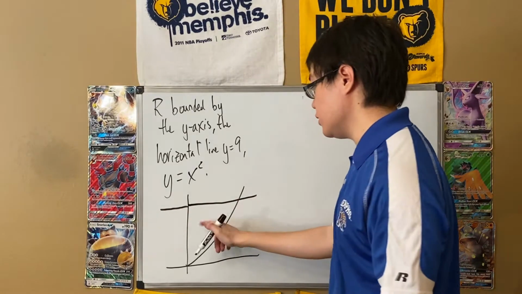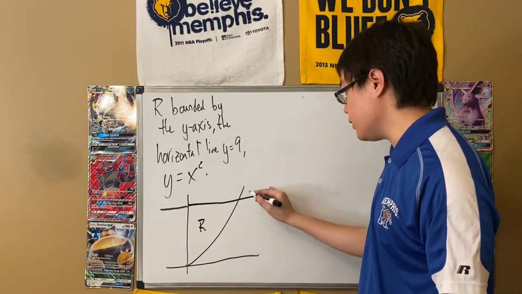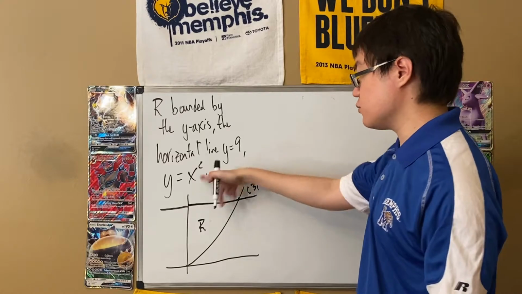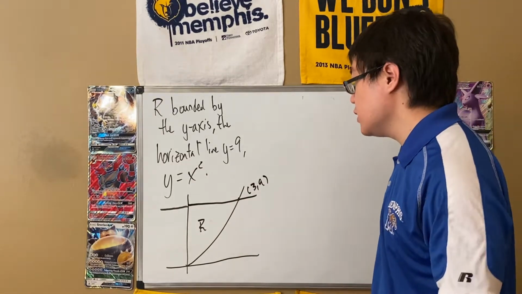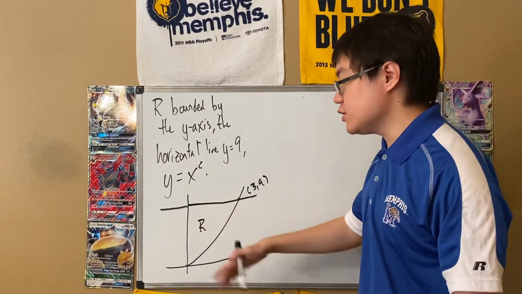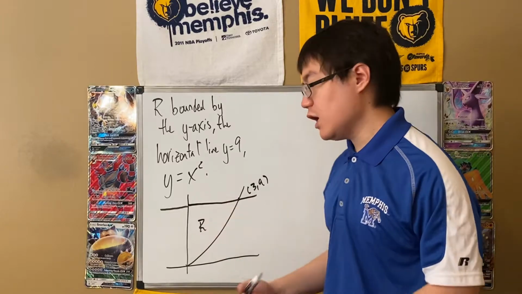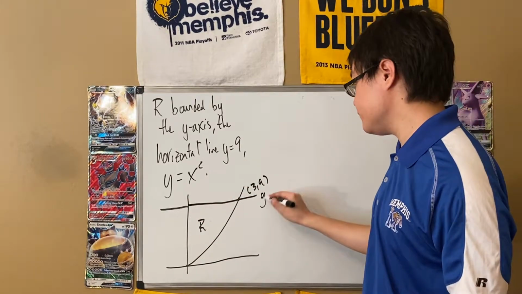But it looks like this is our region here, so notice that this is our arc. This point right here, which will be important, is going to be 3, 9, because 3 squared is 9. It's often good to find your intersection points when you do these questions. So my question is, we have this region, this shark fin sort of shape, and what we're going to do is try to spin it along the line y is equal to 9.